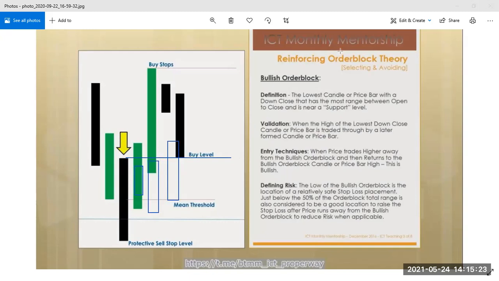Even if there was something like this, a wick like this, it's not the order block yet. We have to wait until the candle closes above. Then once it closes above, it's an order block. Then you can mark it.